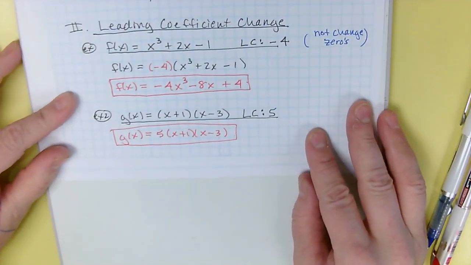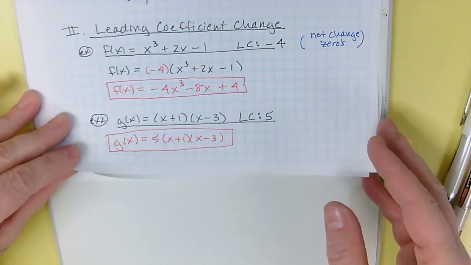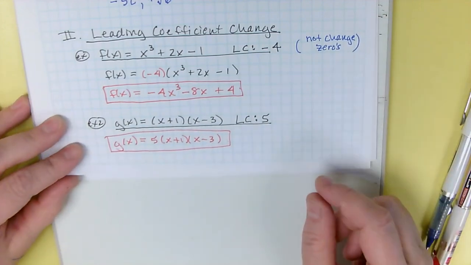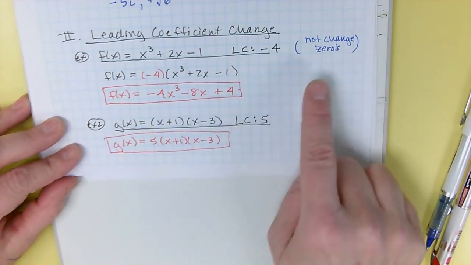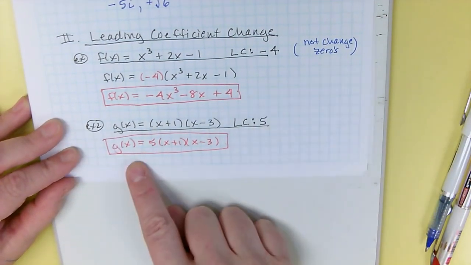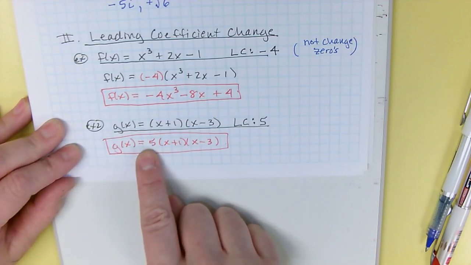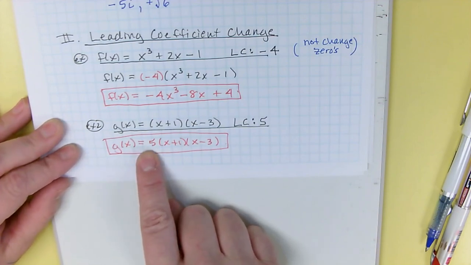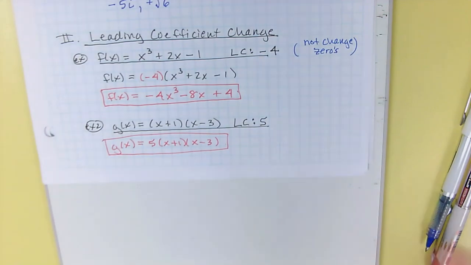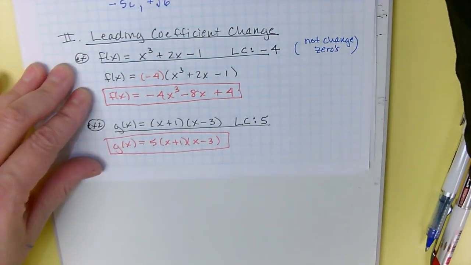All right, questions about leading coefficient changes? And you don't want to put an x out there because you don't want to change the zeros, you just want to change the leading coefficient. If you put an x with the 5, now you've added x equals 0 as an additional solution, and you don't want to do that.